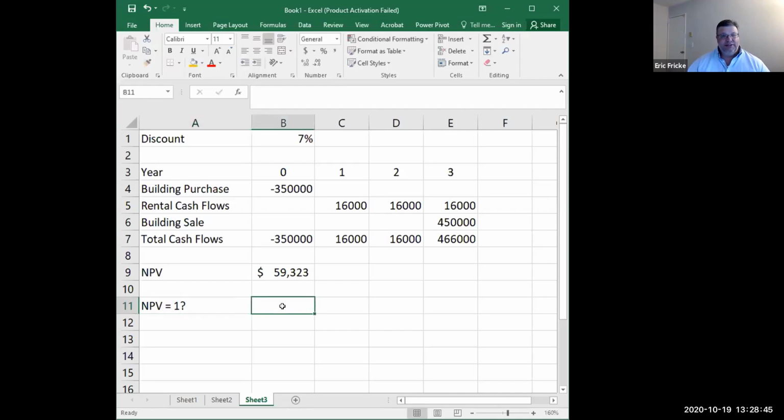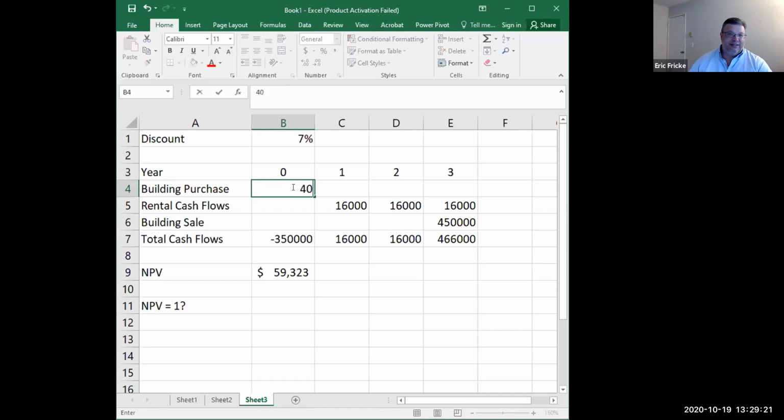Now, one thing we could do is take this NPV right here and subtract it from the building purchase price, because you're giving away all your net present value, all those profits, if you pay more for the building. If you don't want to think about how to calculate it, we could just keep upping this purchase price until we get a number that makes this $1, right? So I could do this.